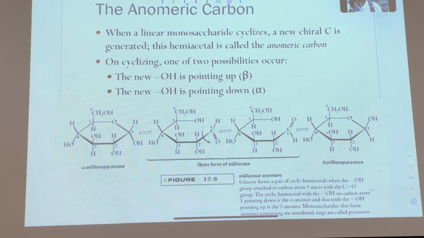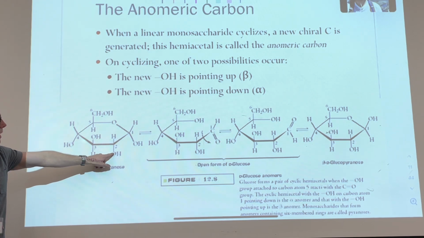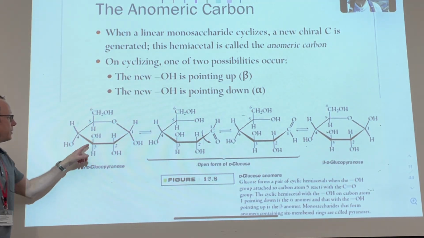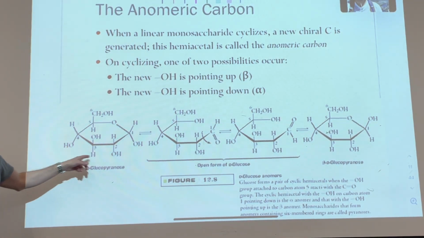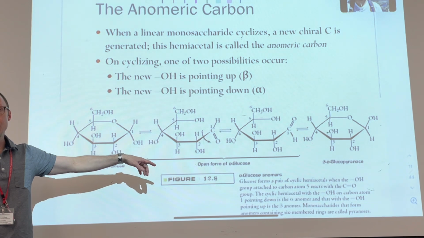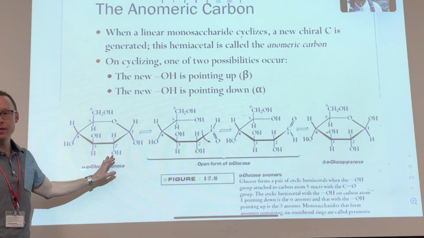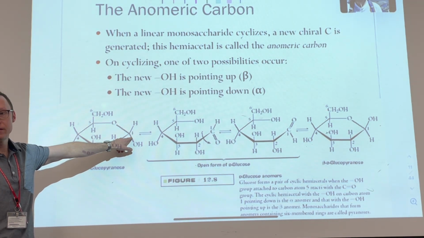No, they're not, because we didn't do anything to the rest of the chiral carbons. The C2 chiral hydroxyl is down there. The C3 chiral hydroxyl is up there. The C4 chiral hydroxyl is down there. None of the other chiral positions have changed. They're all the same. The only one that's different is the anomeric.